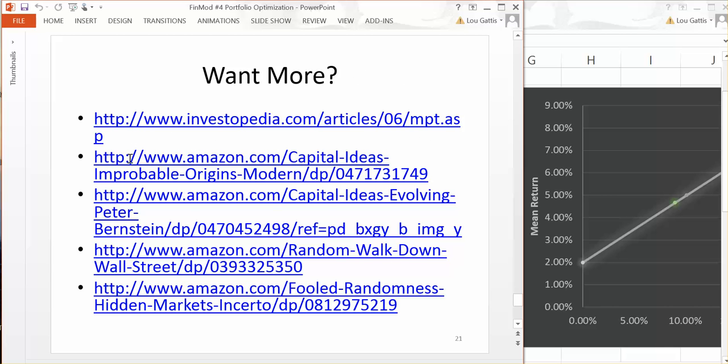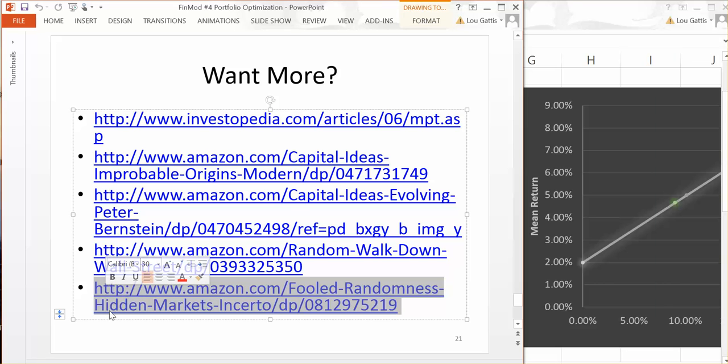If you're interested in more, you can check out some books, Capital Ideas Evolving, Random Walk Down Wall Street, or a critique of a lot of these methods, Fooled by Randomness.